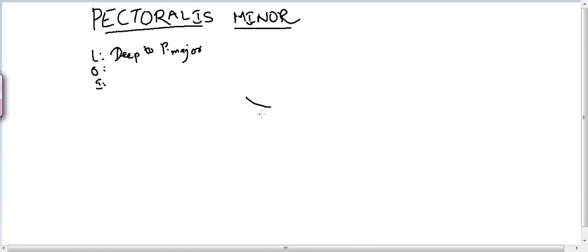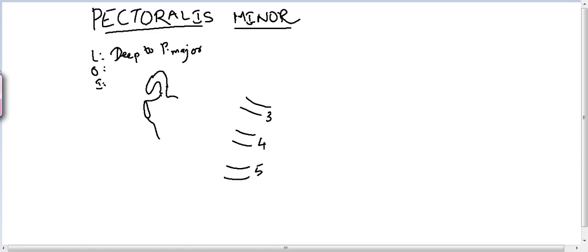You can present it like this in the exam as well. So let's consider this as the third, fourth, and fifth rib, and this as the coracoid process of scapula. Only what is required we should show in the exam, not everything. This is good enough to show it as a coracoid process of scapula.